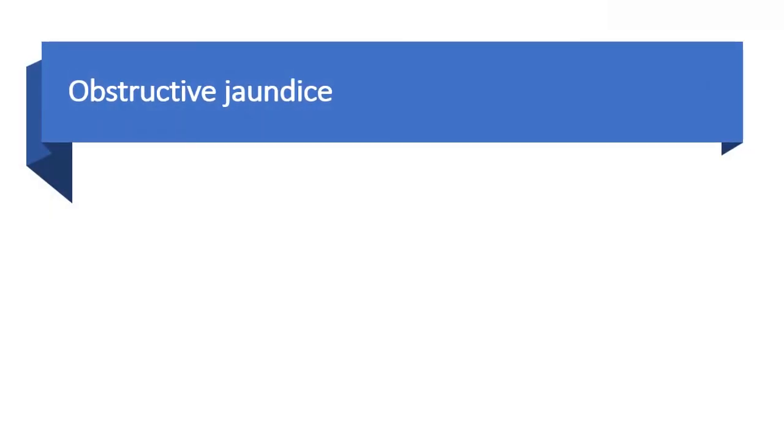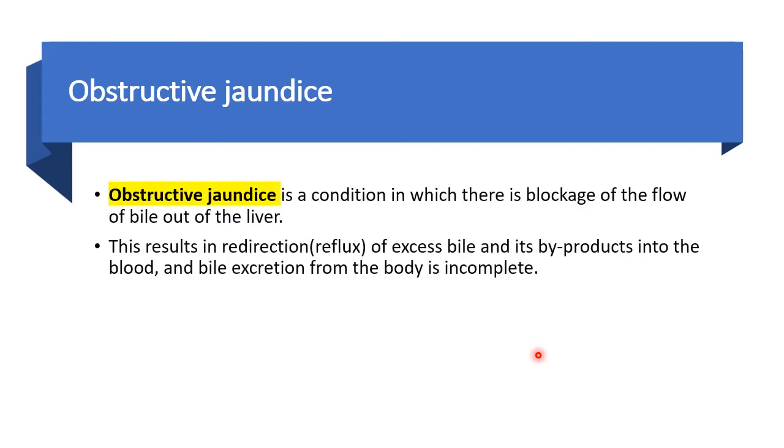What is obstructive jaundice? Obstructive jaundice is a condition in which there is blockage of the flow of bile out of the liver. This results in redirection or reflux of the excess bile and its products into the blood, and the bile excretion from the body is incomplete.